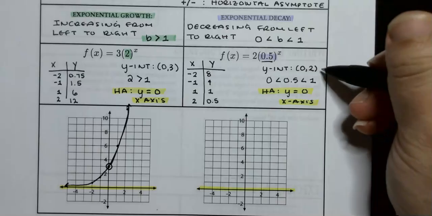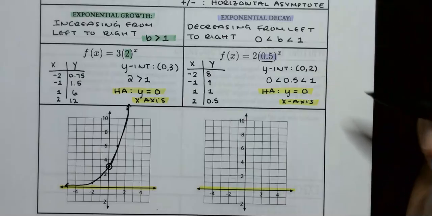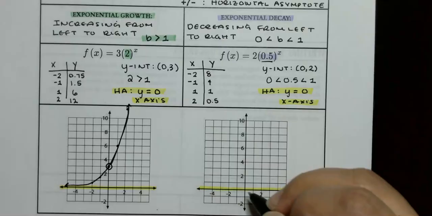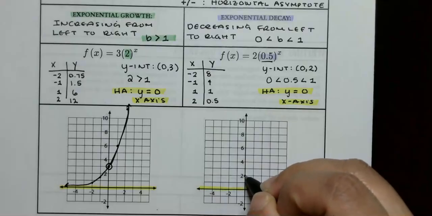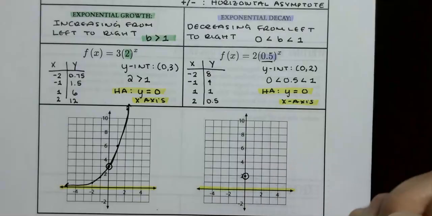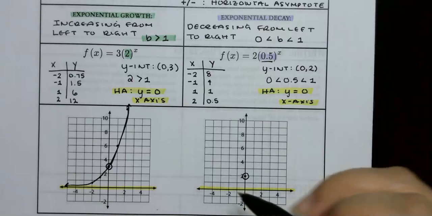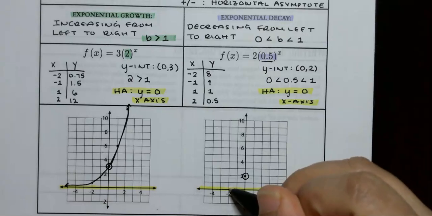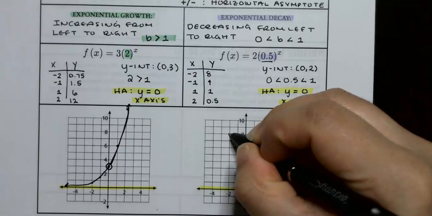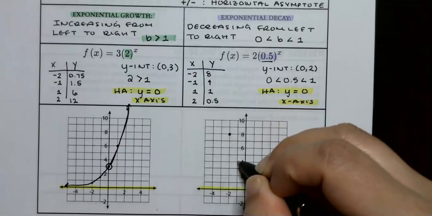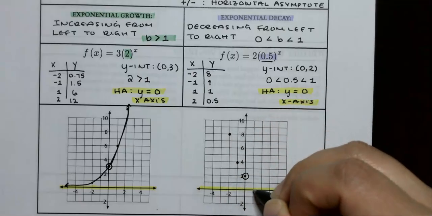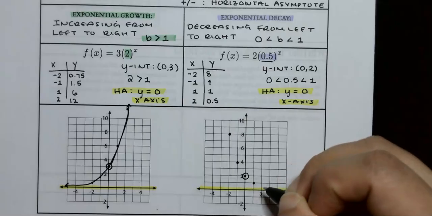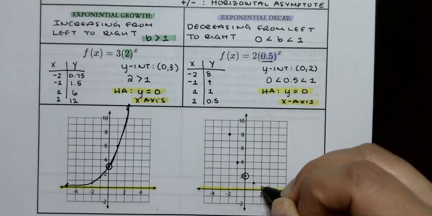So let's start with our y-intercept. Remember, our y-intercept has already been given to us in the equation. So (0,2) would be here. This is our y-intercept. Let's go ahead and graph the rest of them. So if you go to -2, you have to go up 8. -1, up 4. 1 and 1, and then if you go all the way to 2, it's just a half.